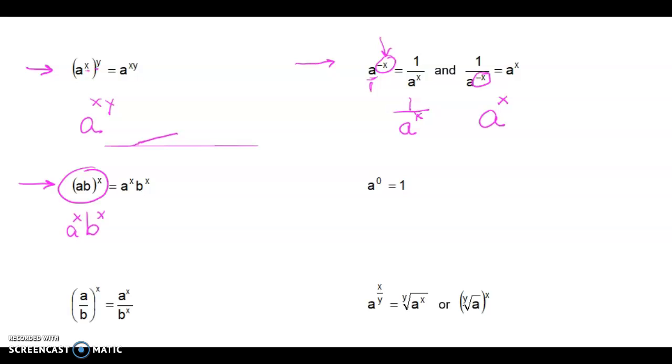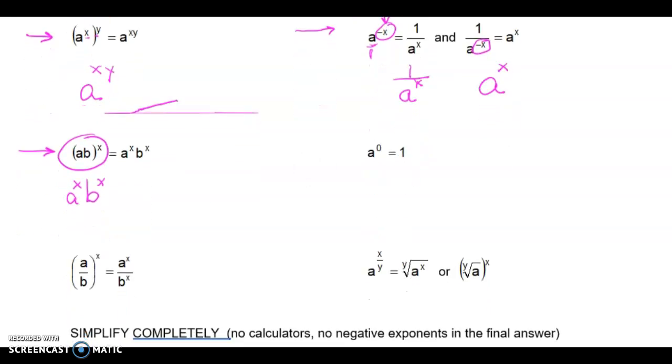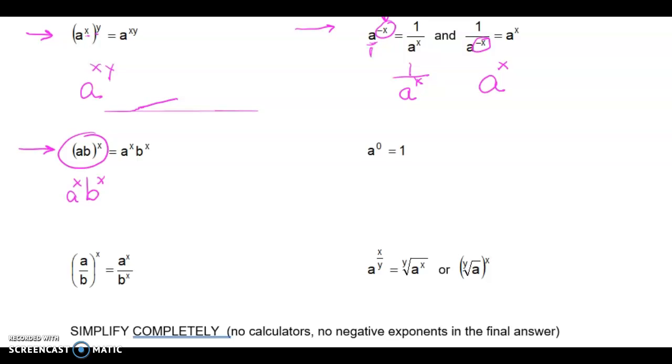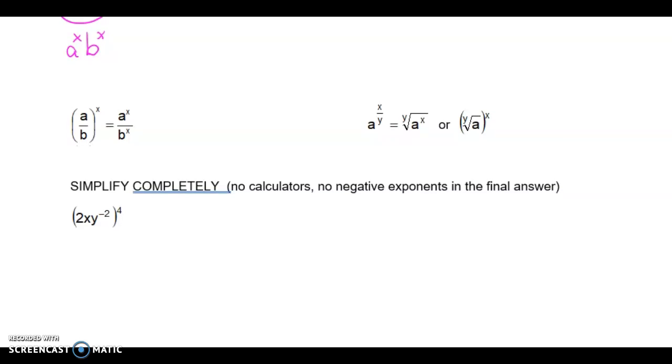All right. Next, we have the 0 power. Any base to the 0 power is 1. Anything to the 0 power is 1. When we have a fraction and our fraction is to a power, we take the numerator and the denominator to that power. So that would be a to the x over b to the x.